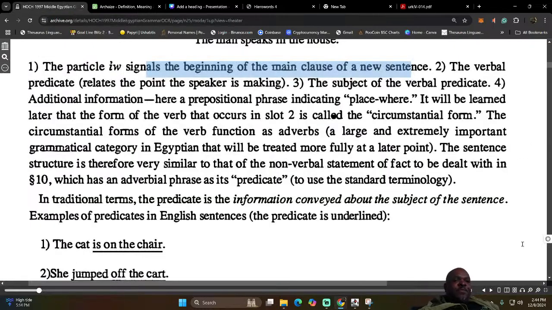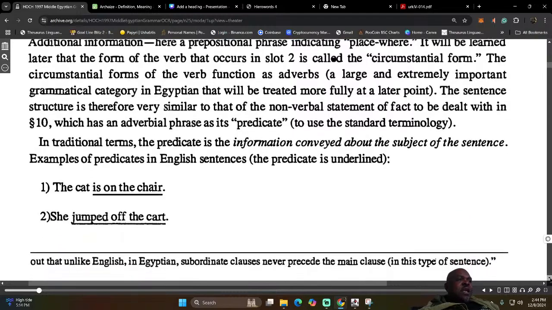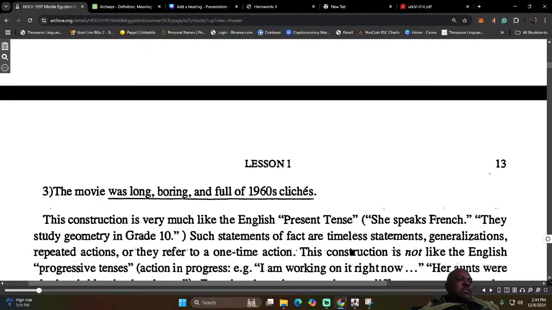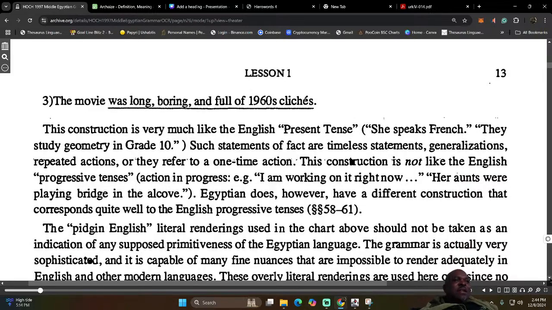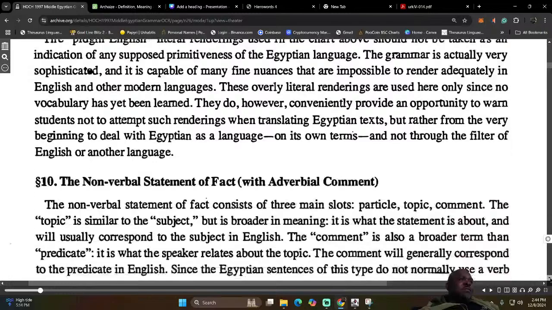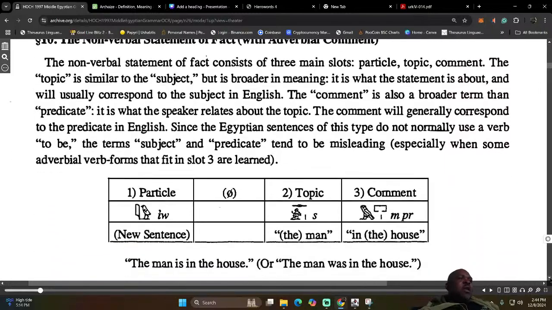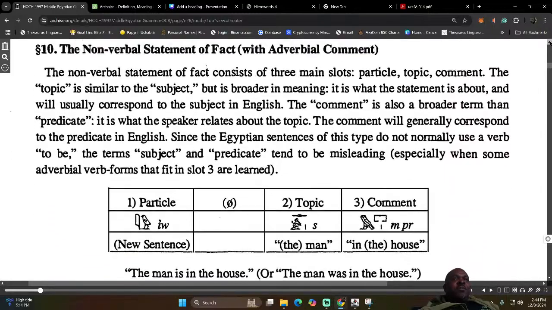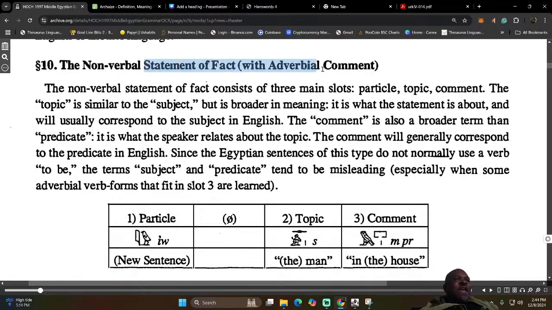All right. So now, again, I'm just skipping through these lessons. I said I was going to go to lesson 10. Hell no. I'm still on lesson 1. So what about a non-verbal statement of fact with the adverbial comment? Well, the boxes will be the same. Nothing will be in slot 2. So that means this noun could run directly up against a U, right?